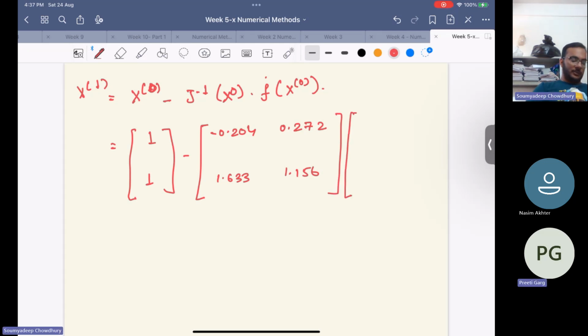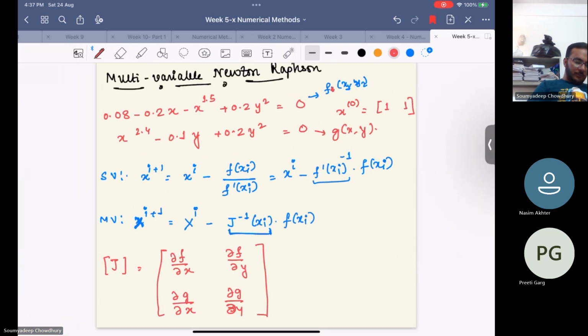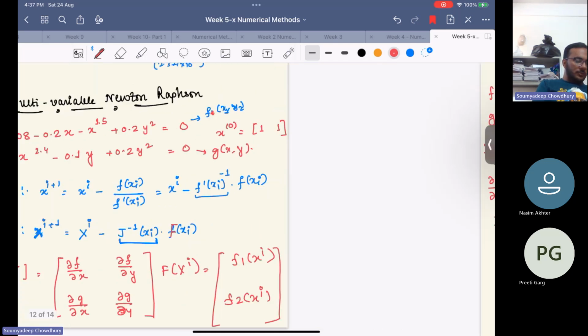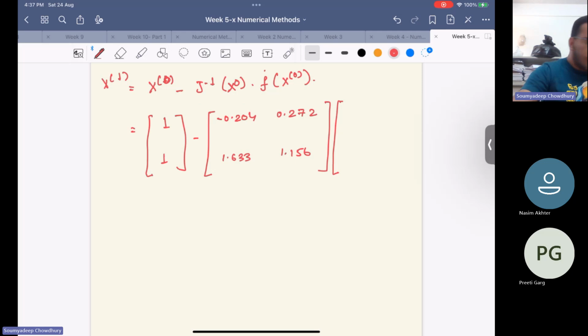What is f of x0? This I forgot to mention. So here you have one more thing, right? This f of xi, so in capital I will write it. What is f of xi? It is this set of two equations, f1 of xi and f2 of xi. So basically, you have to substitute the value of x in these two equations.